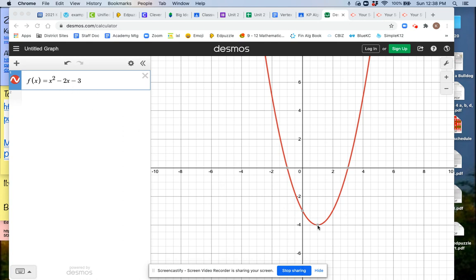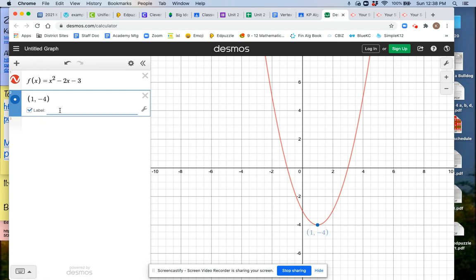The next thing I want to do is find the vertex. So I click on that point and I see that it's 1, negative 4. So I click over here and then I put in the point 1 comma negative 4, and I'm going to label that the vertex, and I know that that is the lowest point on my graph, so I'm going to call it the minimum. So there's my vertex and it's the minimum.